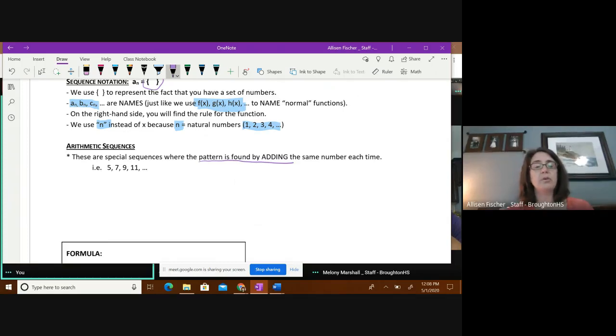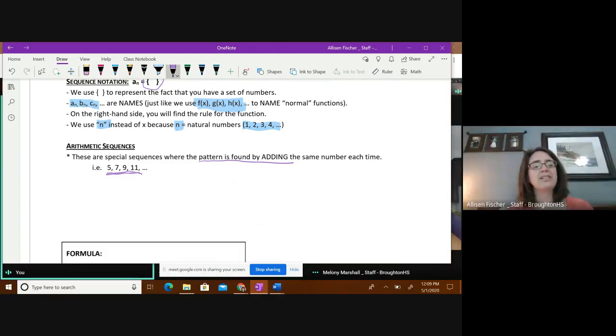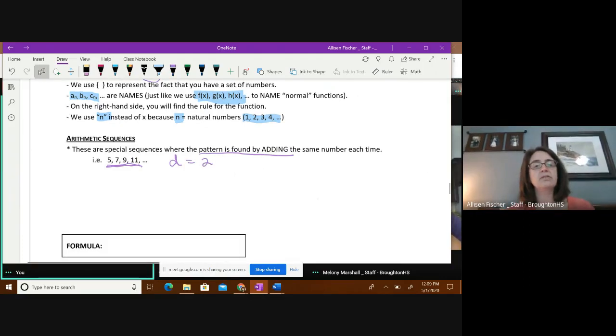So for example, 5, 7, 9, 11. If you look at that, what are you adding every single time? 2. You're so smart. So we are adding a 2 every time. That is called the common difference between these. We use a D to represent that. So D is the common difference.